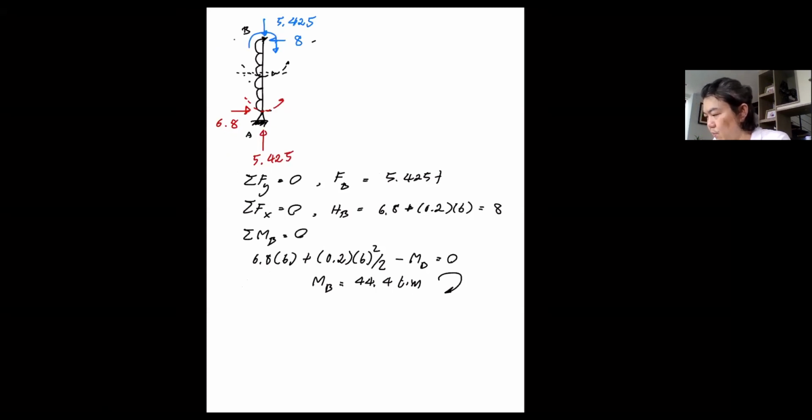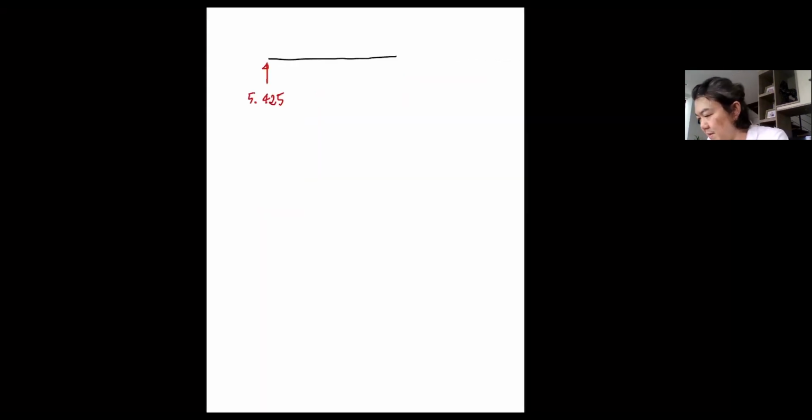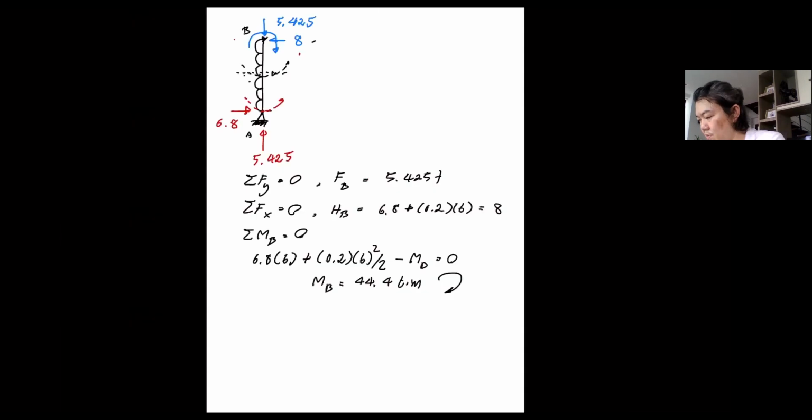So that means we can take this horizontal shear on the column, which is equal to 8 tons, to become the axial force on this member right away. So that's 8 tons. So far, so good, right? And now we have the clockwise moment of 44.4 ton meter.